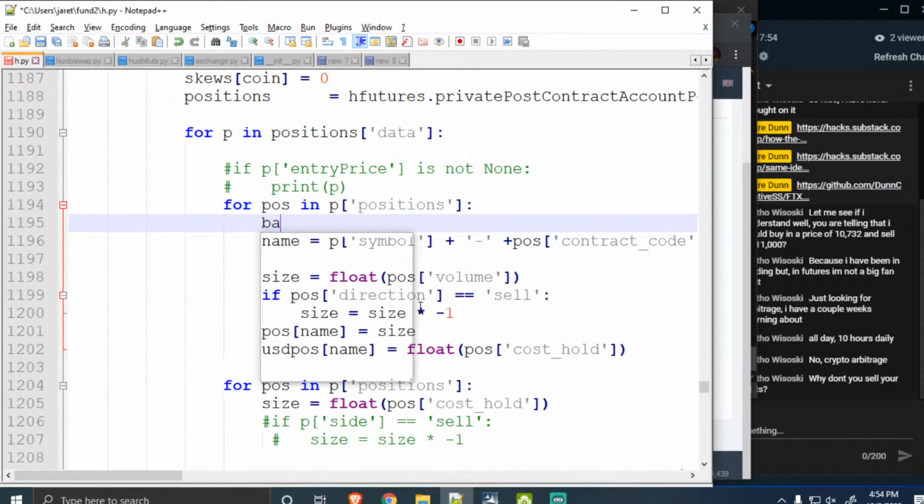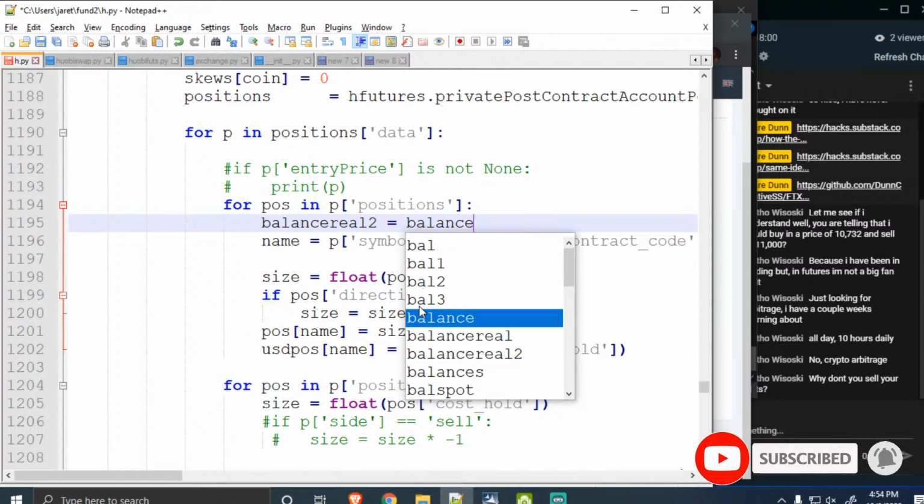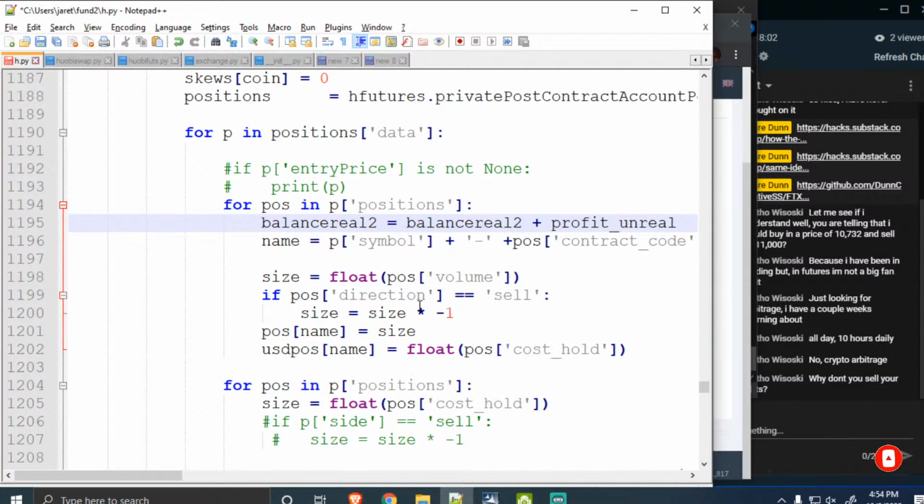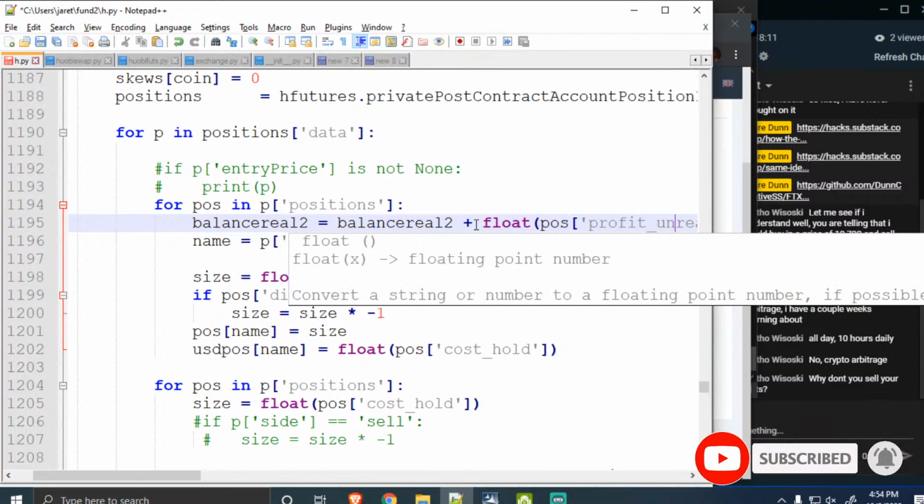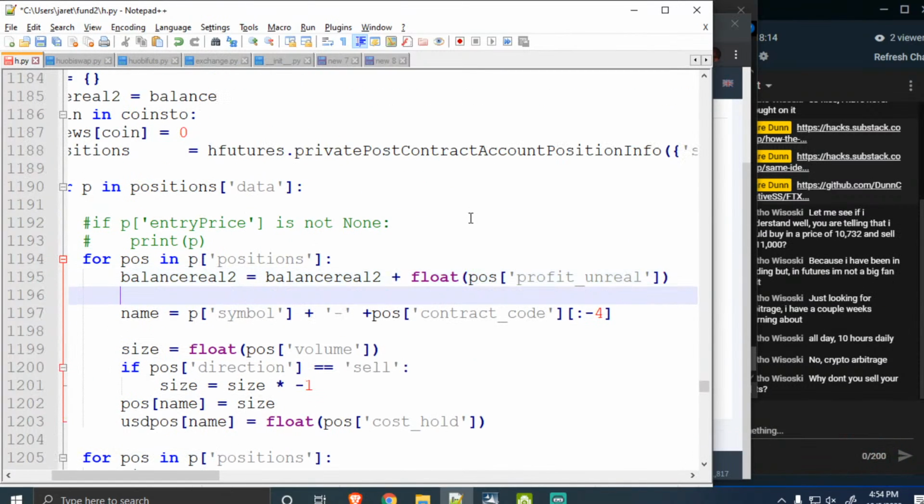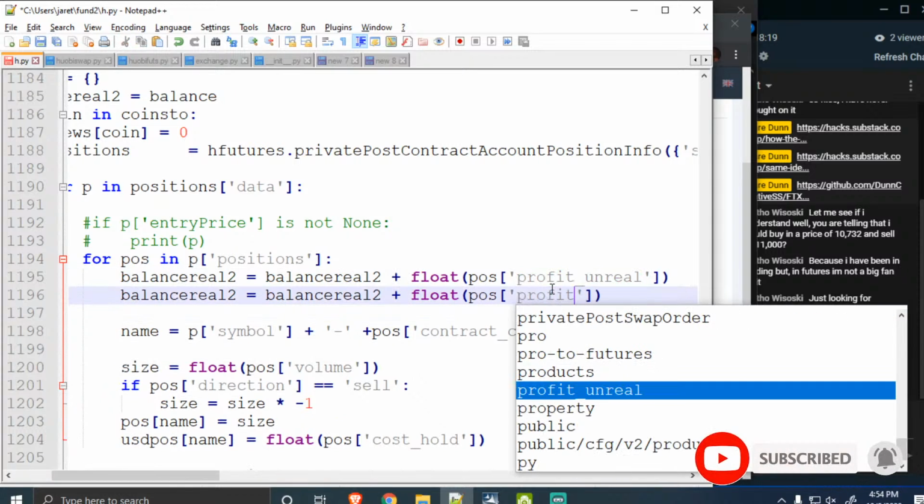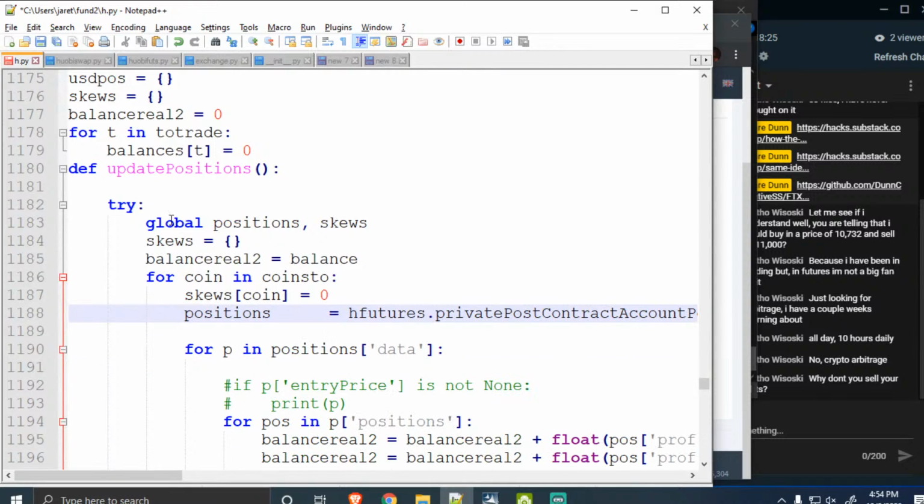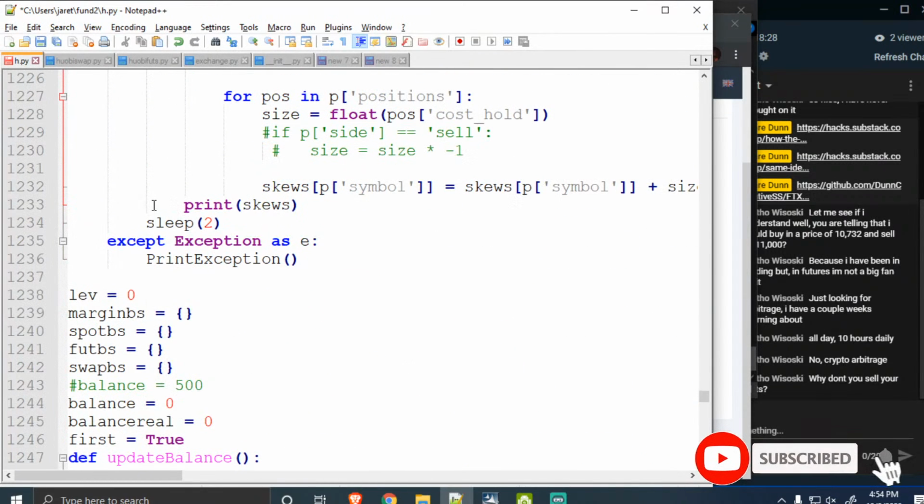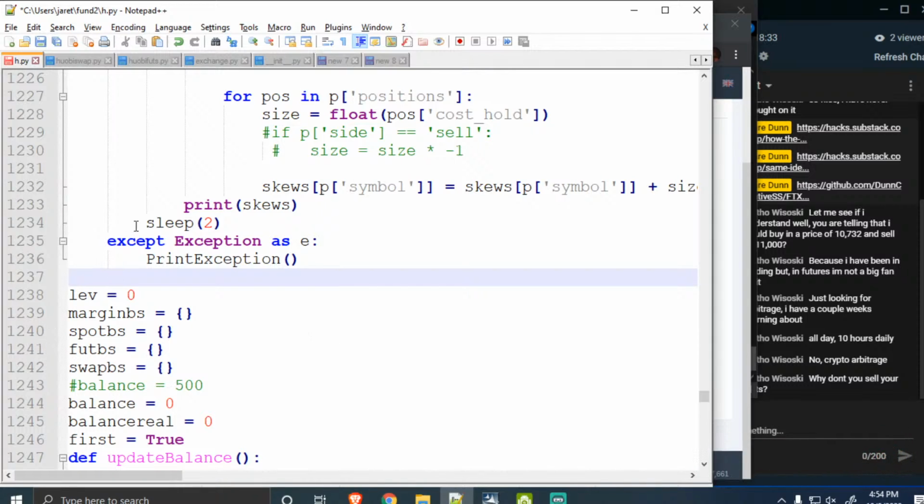So balance real 2 equals balance real 2 plus... pause. And hopefully that is a number. And then what we want is the profit as well. And that should give me my balance real 2, which should be the unrealized and realized profit. Because otherwise I have to track the balance of these coins across cross margin and spot and swap and futures and do stuff with them.